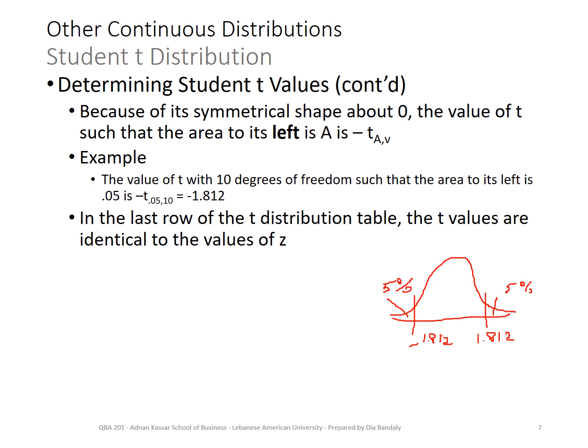A final note: in the z-table that I'm going to provide you, if you look at the last row, you will realize that the t-values are nothing but the values of z that you can see in the z-table. Okay, why is that? Because, as I told you, as the degrees of freedom increase, the t distribution becomes more and more similar to the z distribution. Okay, so that's it.